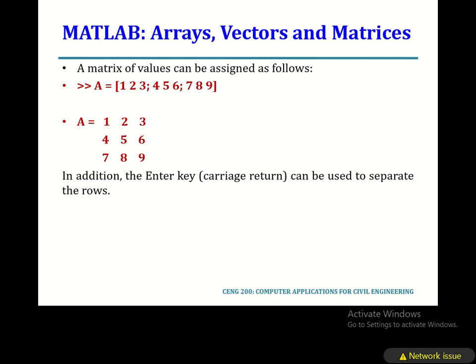And again you can use the enter key as well. How do I use it with the enter key? I write A equals, then 1, 2, 3, and then enter. You go to the new row. Then you write 4, 5, 6, then enter, and so on. Once you finish, close the bracket. It will do the same thing.